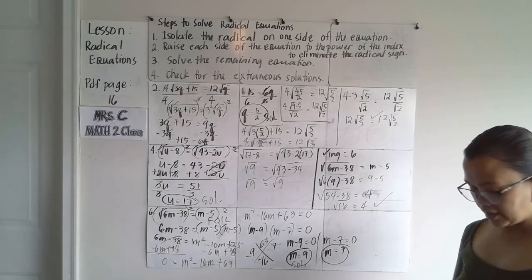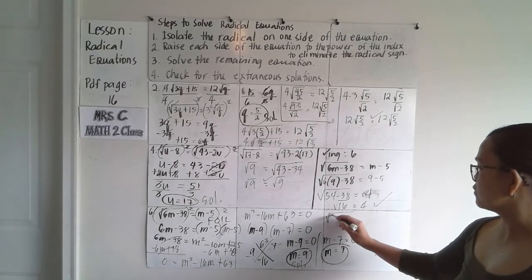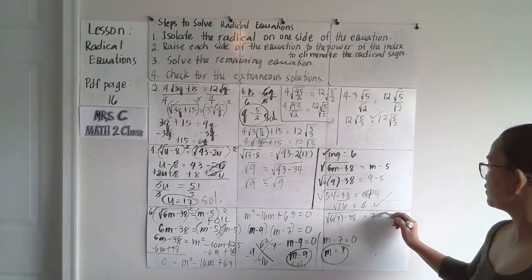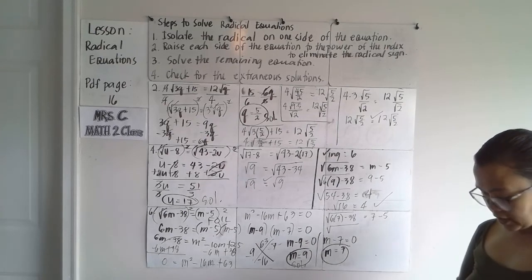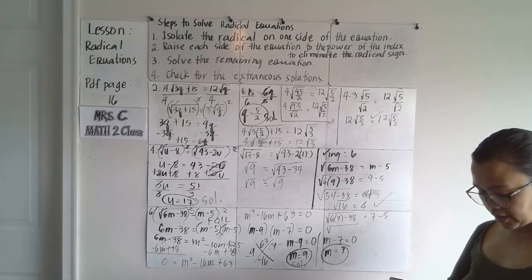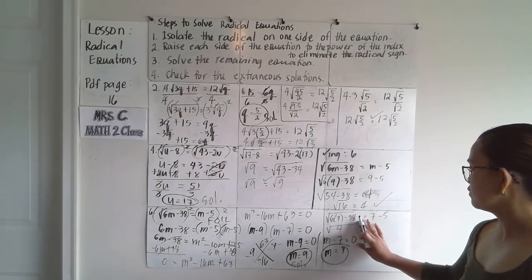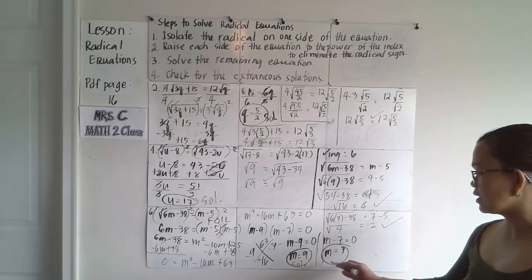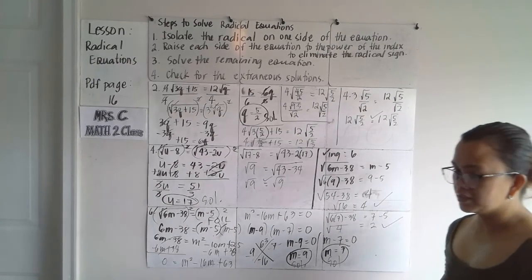Yay! Another one, if m is equal to 7, so you're going to have square root of 6 times 7 minus 38 equals 7 minus 5. What's 6 times 7? That is 42. 42 minus 38 is 4. So square root of 4 equals 2. Square root of 4 is 2, so they are equal. So these are solutions.